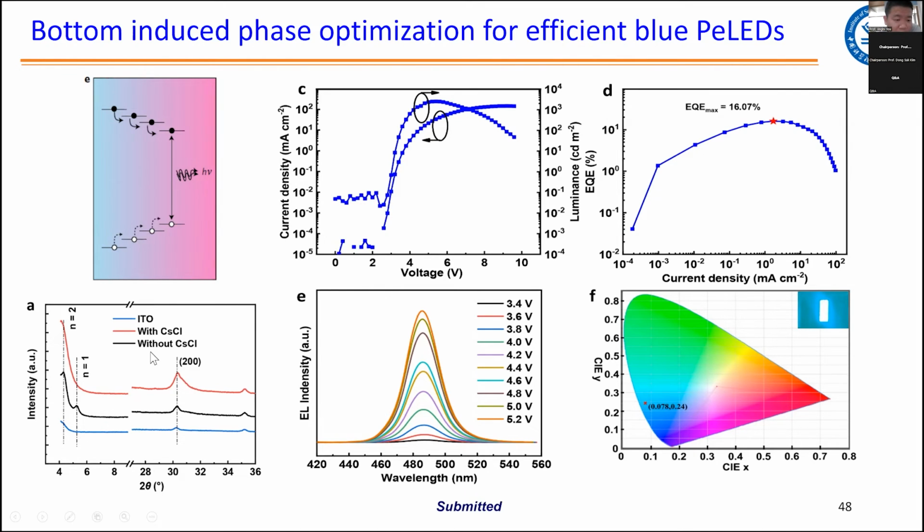When we incorporate silicon chloride into the hole transport layers, we see the small phases, n equal to 1 and n equal to 2, these two phases, which we call the small n phase, have been suppressed. This means some wide band gap phase has been reduced, and this can increase the charge injection efficiency. So based on this idea, we got over 16% efficiency for the sky blue perovskite light emitters.